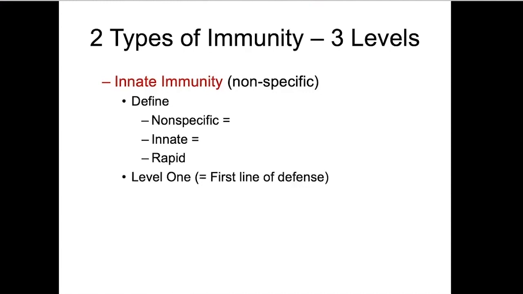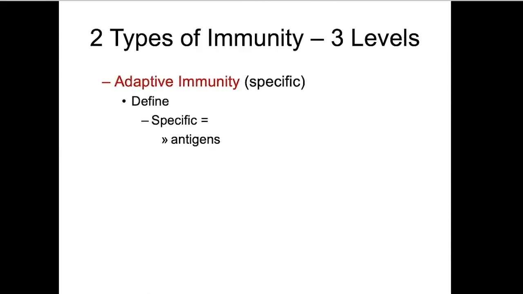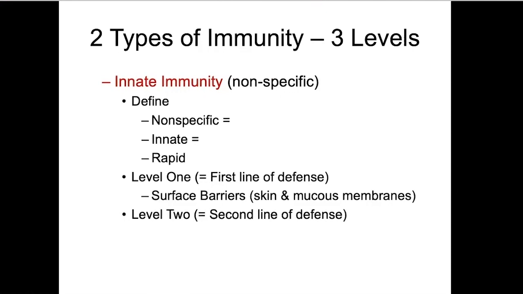There are two lines of defenses. Level 1, which is the first line of defense, consists of your barriers, such as your skin and your mucous membranes. This prevents the pathogens from entering your body. If the pathogens do enter the body, the second line of defense, or level 2, kicks in. So this occurs beneath the surfaces.